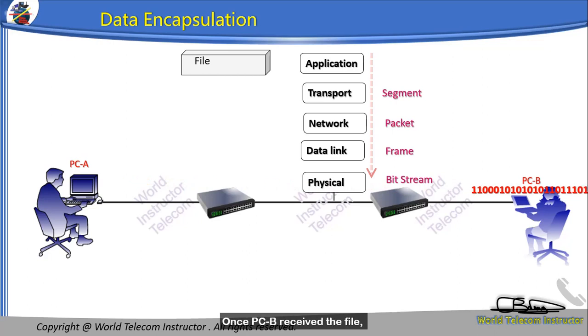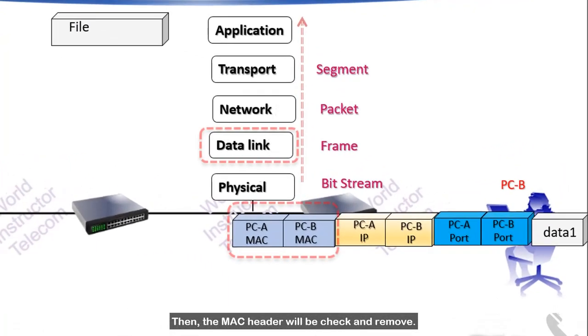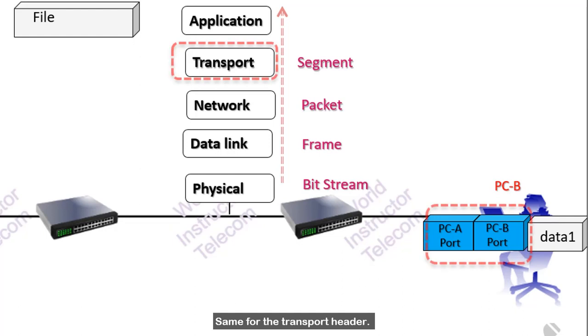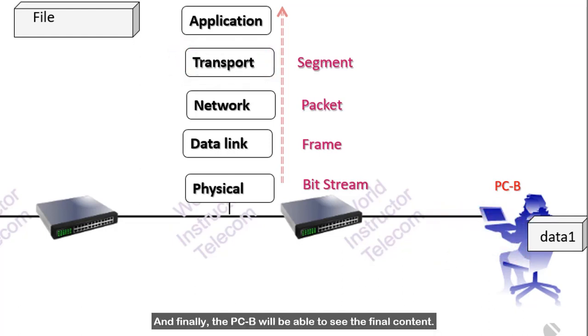After PC B receives the file, it will need to do the reverse scenario in order to read the file. All the headers added by PC A will be checked by PC B to ensure that the file is designated to it. The bit stream is converted back to a frame. Then the MAC header will be checked and removed, and then the IP header will also be checked and removed, and the same for the transport header. And finally, PC B will be able to see the file content. If one of the headers was wrong during the header checkup, PC B will automatically drop the file.